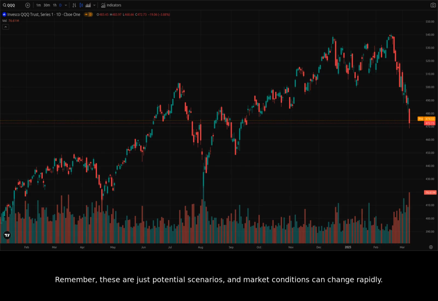Remember, these are just potential scenarios, and market conditions can change rapidly. Pay close attention to upcoming economic data and news events that could impact market sentiment.